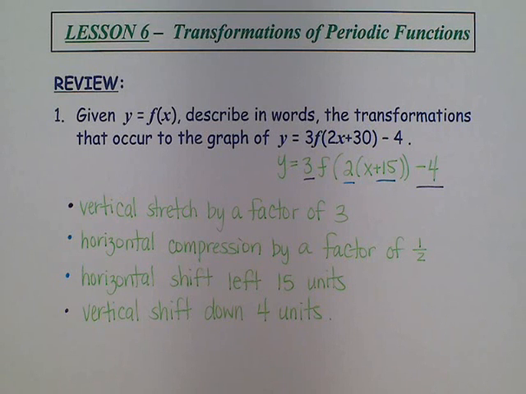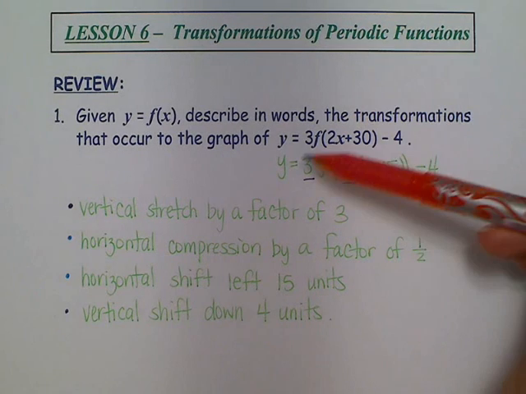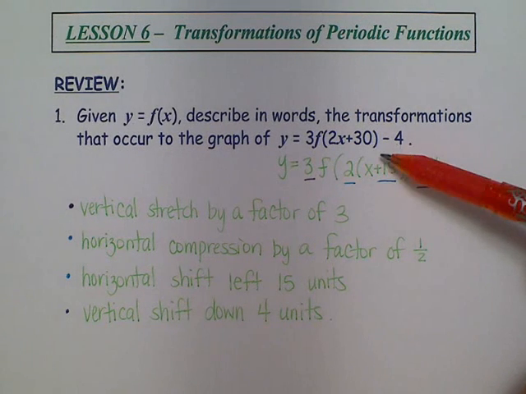Transformations of periodic functions. So let's just review when you're looking at transformations, and we're going to be looking at all of them in this lesson. It says, given y equals f of x, describe in words the transformations that occur to the graph of y equals 3 f of 2x plus 30, and then minus 4.